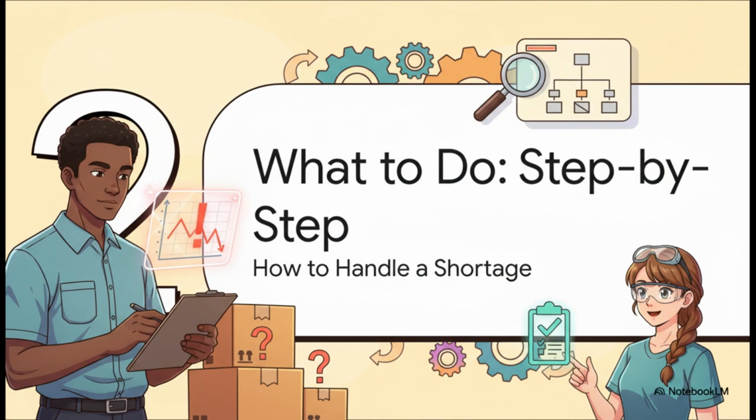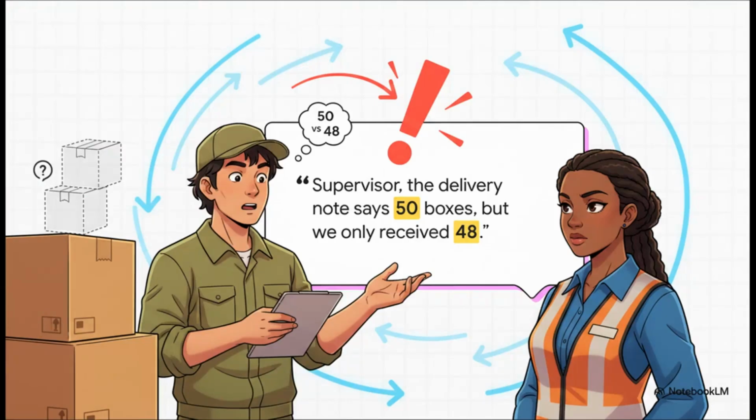Okay, so we've got the words. Now let's put them to work. We're going to walk through a real-life example to see how a supervisor should handle a shortage from beginning to end. So it all starts right here. A worker notices a problem. They see the numbers don't match, and they tell their supervisor immediately.